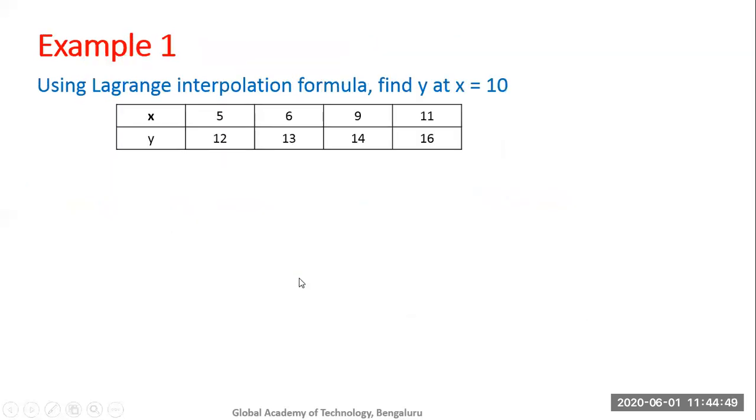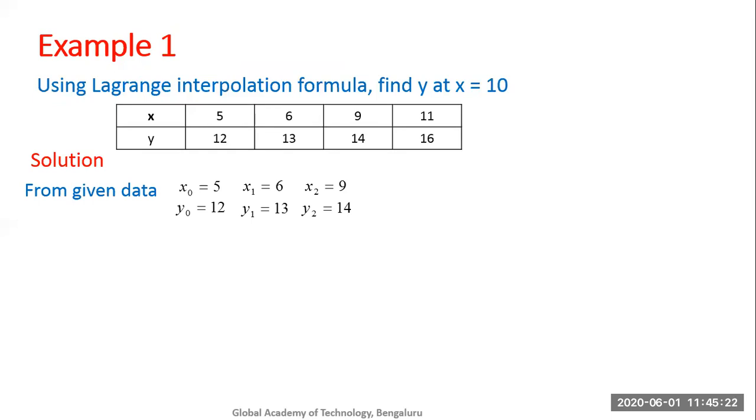Let us take an example. Using the Lagrange interpolation formula, find y at x equal to 10. The data given is: for x equal to 5, y is 12; for 6, 13; for 9, it is 14; and for 11, it is 16. Here x0 is 5, x1 is 6, x2 is 9, x3 is 11, and the corresponding y0, y1, y2, and y3. So from the data we get x0 equal to 5, y0 equal to 12, x1 6, y1 13, x2 9, y2 14, x3 11, y3 16.